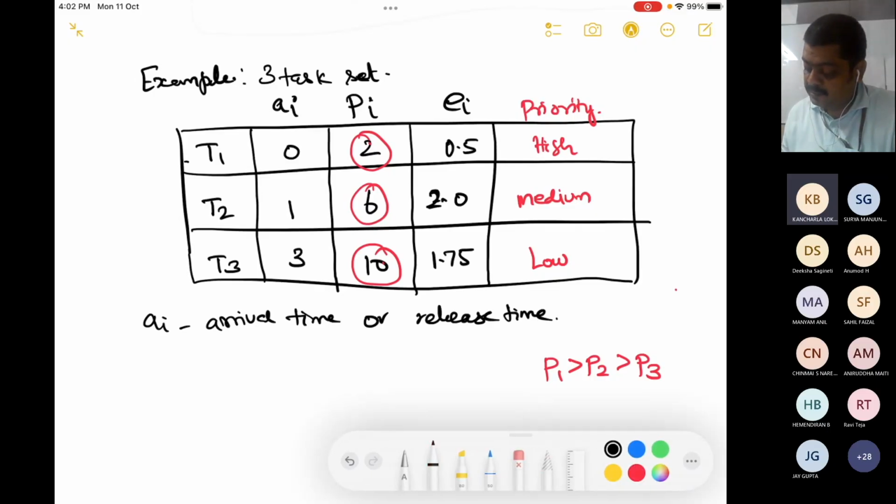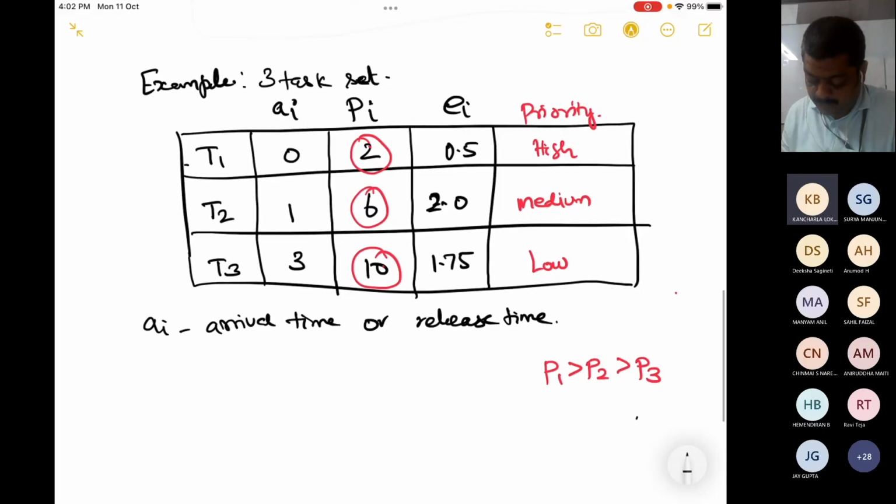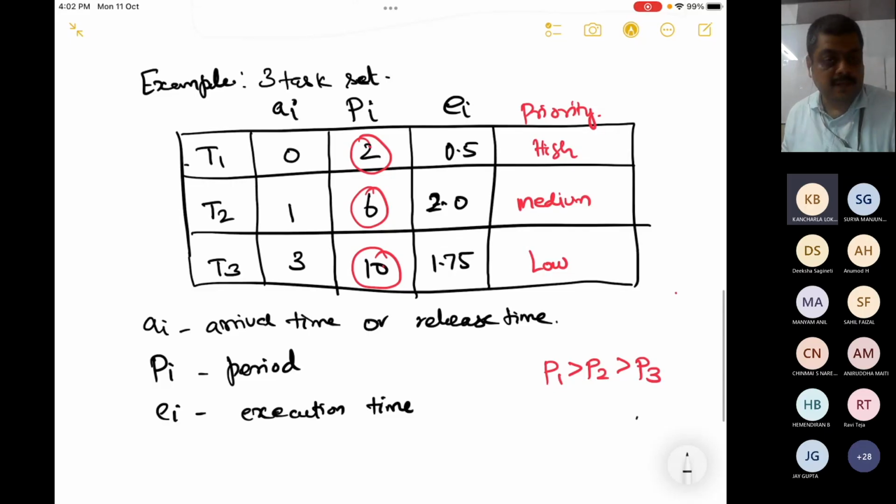Now in our case, PI is the period. Then EI is the execution time. So these are the values there. Execution time is the time for which the task can execute.